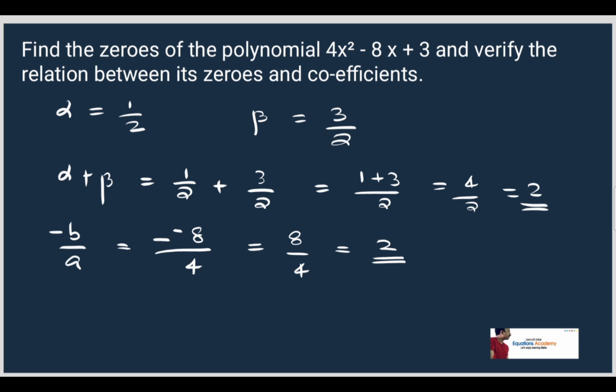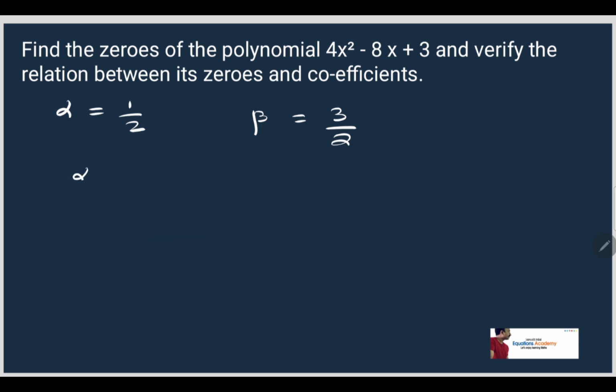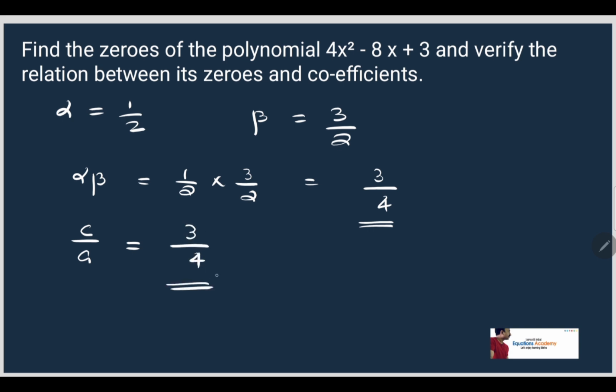Now product we need to verify. Product of the zeros is equal to alpha beta is equal to, alpha is 1 by 2 into beta is 3 by 2. This is equal to 1 into 3 is 3 divided by 2 into 2 is 4. So this is equal to 3 by 4. Now, alpha beta, we know it is c by a, where c is the constant 3 and a is the coefficient of x square, that is 4. So we have got the product alpha beta is equal to 3 by 4, which is equal to c by a. So we have verified it. Hope this is clear for you.